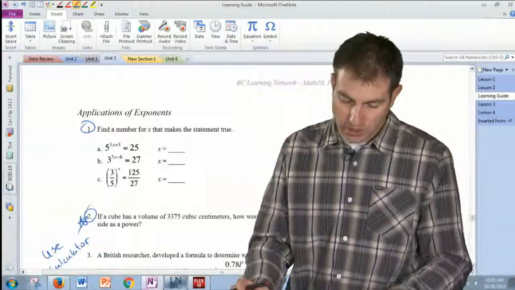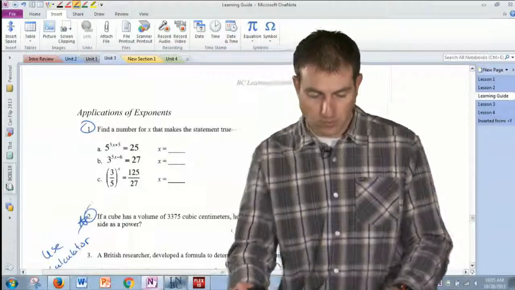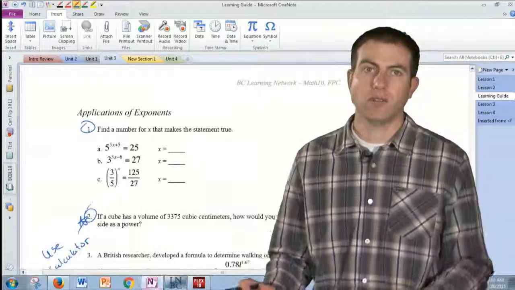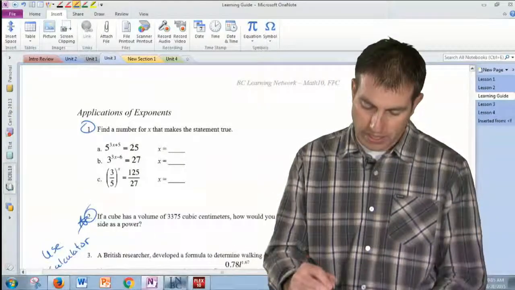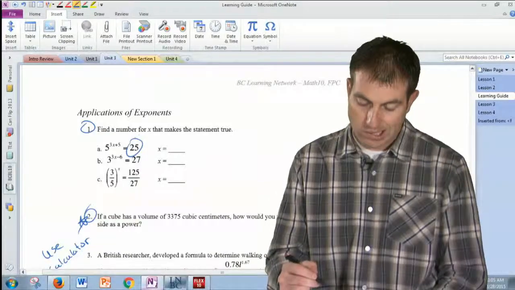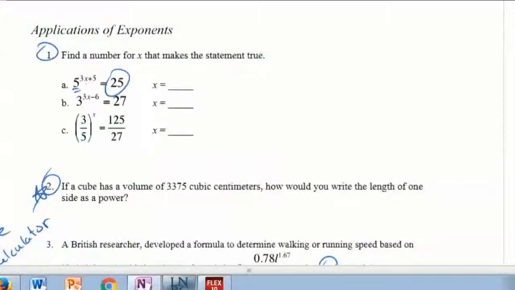All right, so find a number for x that makes the statement true. It's kind of a little bit of problem solving, I guess. I see that I have an answer of 25, and I see my base is 5. So if I just said 5 to the power of what gives you 25, you would say, oh, well, it looks like that's just going to be 5 to the power of 2 is 25.